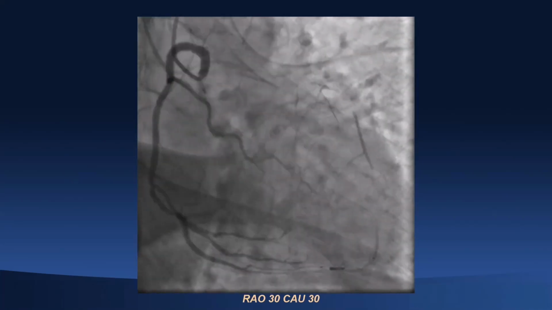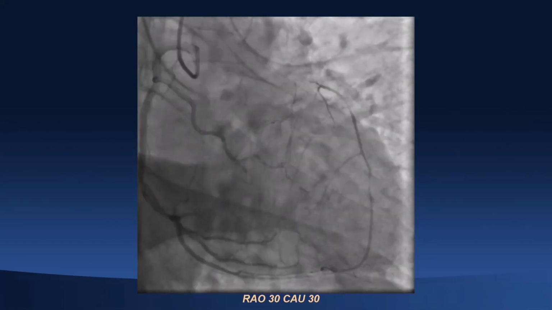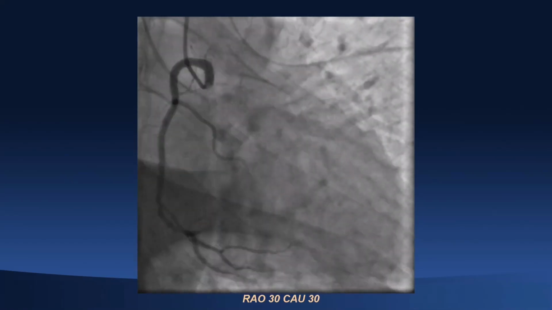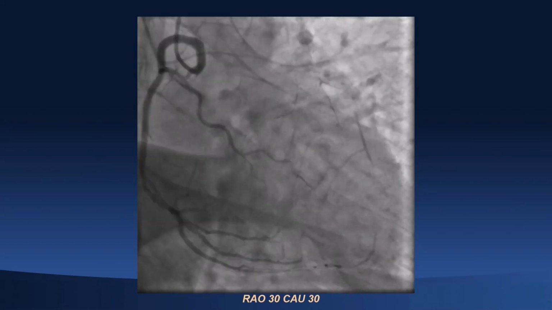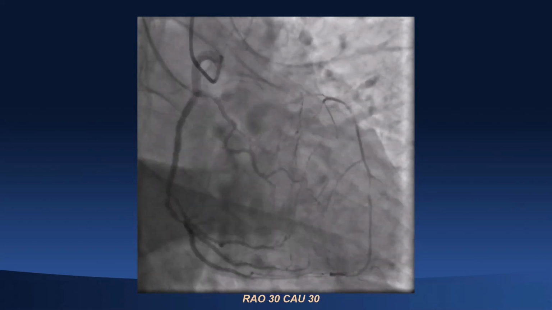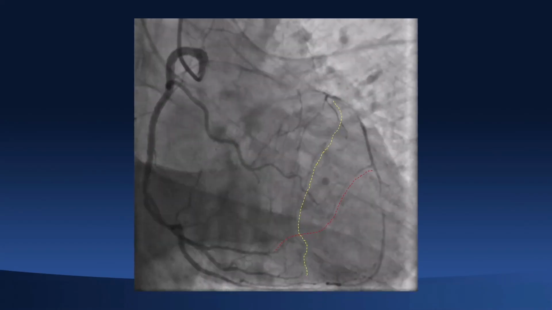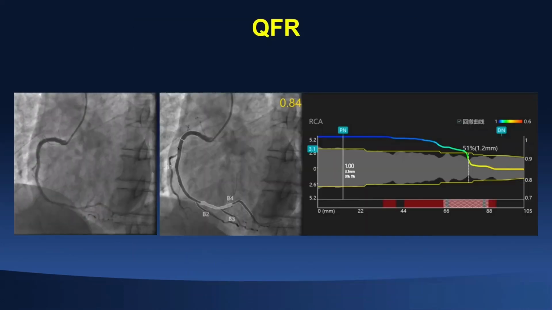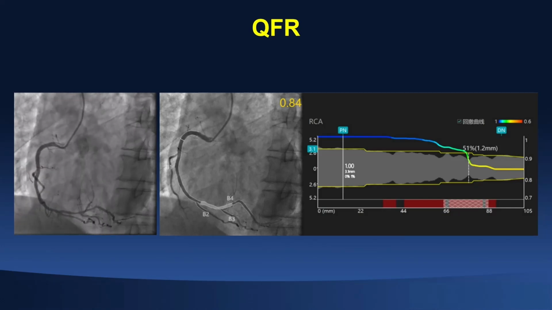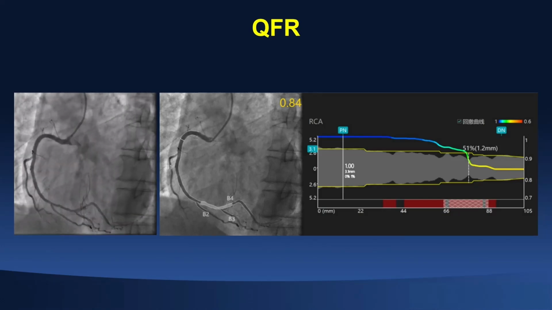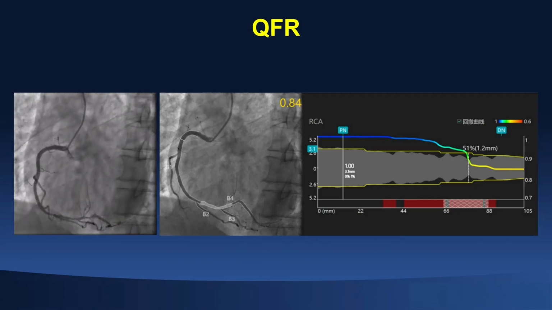This angiograph shows two channels from the RCA to the LAD. Now we can see these two channels. Next, we'll invite Professor Li to introduce QFR and other details for this patient.